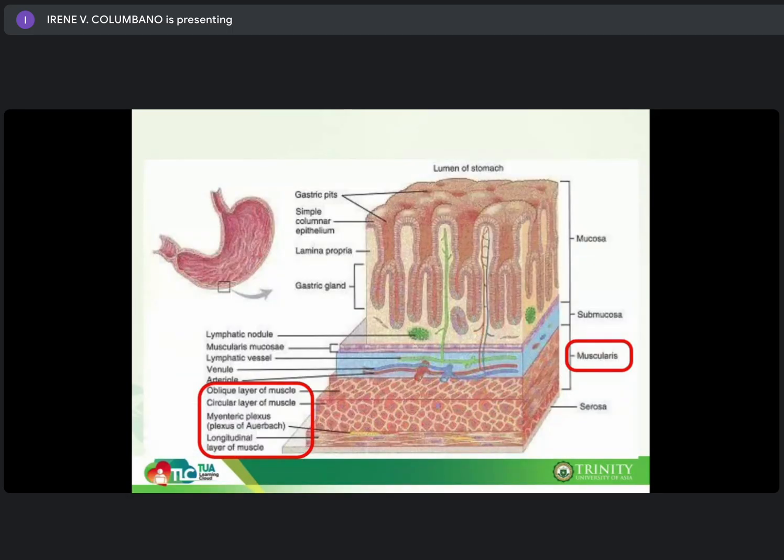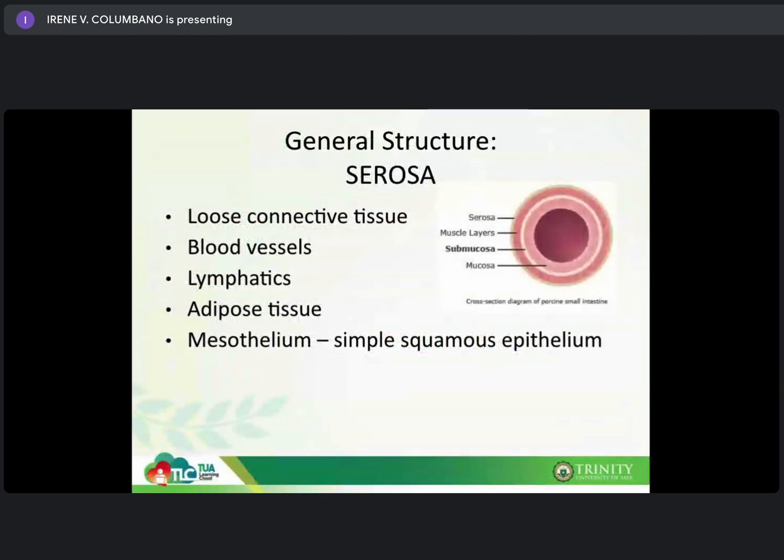So muscularis has two layers, the oblique and circular layer of muscle with the myenteric plexus or the Auerbach plexus. It also has a longitudinal layer of muscle. Next is the serosa. This is the outermost layer, made of loose connective tissue. It also has blood vessels, lymphatics, and adipose tissue.